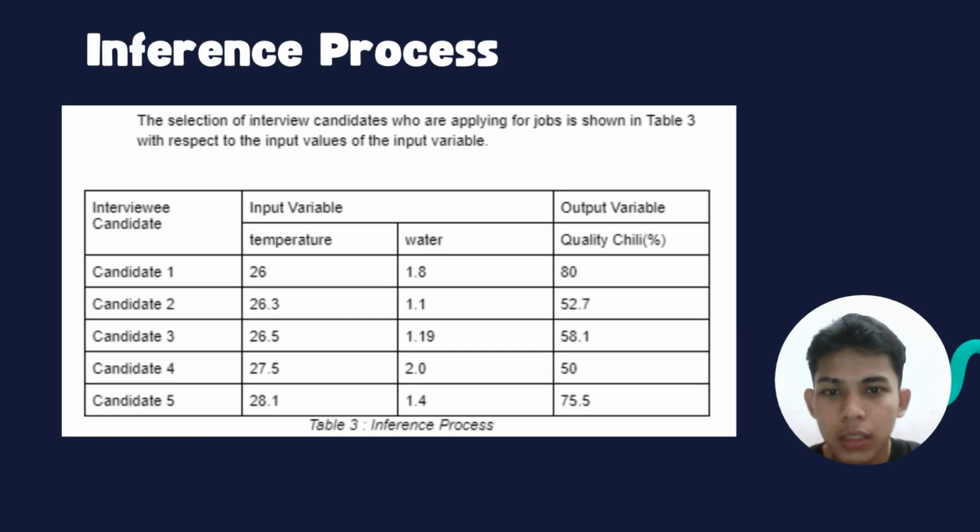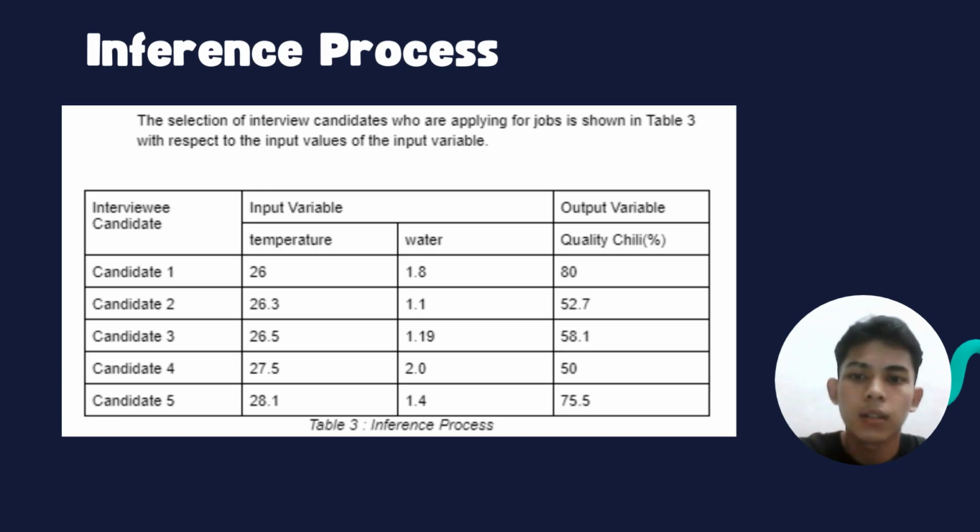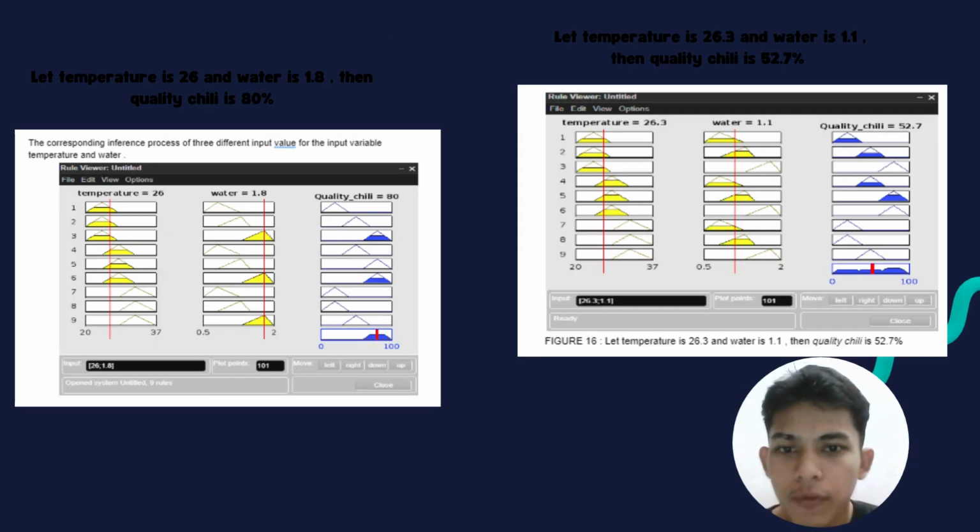Okay, next is inference process. The selection of interview candidate who are applying for job is shown in a table with respect to the input values of the input variables. So we have 5 interview candidates, and our input variables are temperature and water, and the output variable is quality chili. Next is the corresponding inference process of different input values for temperature and water. In our first picture, let's say the temperature is 26 and water is 0.8. So the quality of chili is 80%.